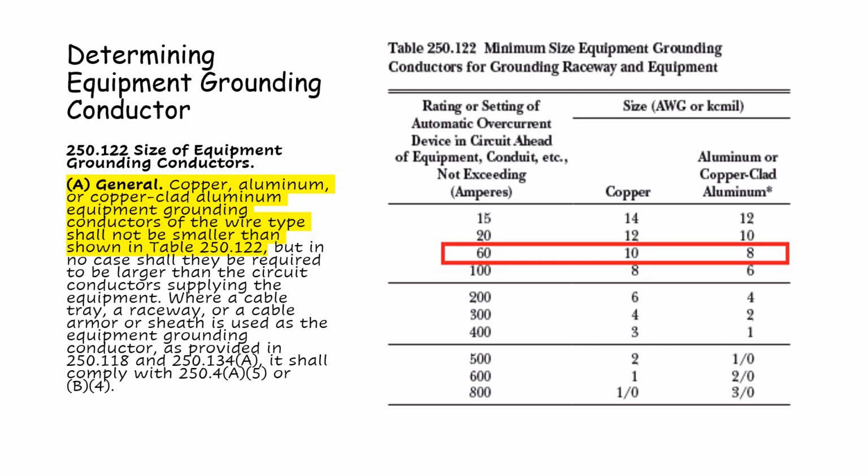So how do we use this table? Remember that we have a 25 ampere trip breaker, and this column says rating or setting of automatic overcurrent device in circuit ahead of equipment not exceeding amperes. So 25 ampere exceeds 20, but 25 ampere does not exceed 60. So we have to use this column 60. And there we can get the copper conductor for the equipment grounding conductor number 10 American wire gauge or 5.5 mm squared.